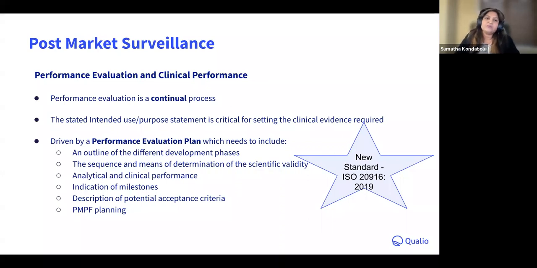So basically you will be focusing mainly on the sequence or the determination that is required, the scientific data, the validity. If you're performing some market research, what exactly is the data you're collecting? Have everything organized, and then that goes into the PMS, post-market surveillance data. And apart from that, you will also be focusing on the description of potential acceptance criteria, and then you will also have the PMPF planning that is also required.